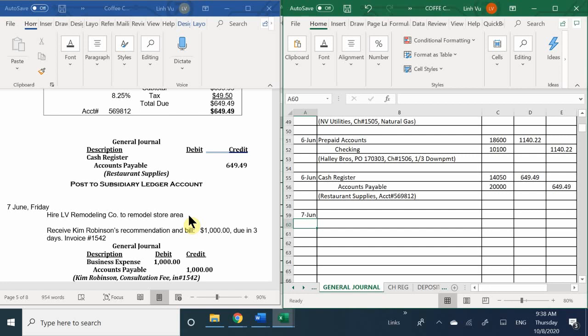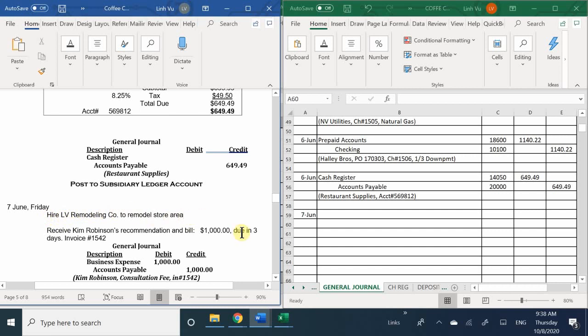Okay. And we were referred by recommendation. This is a separate transaction. So we hired LV Remodeling Company to remodel our store. Do we need to record this? No. We just hired them. We don't know how much we hired them for because I'm pretty sure they're going to charge us based on a rate. They haven't got the job done, so we don't know. They haven't sent us a bill yet. Now what happened next?